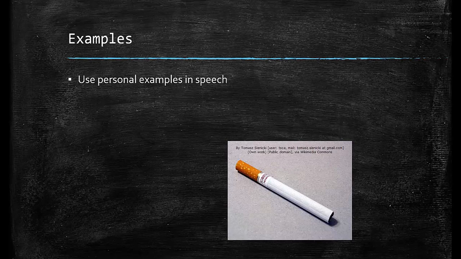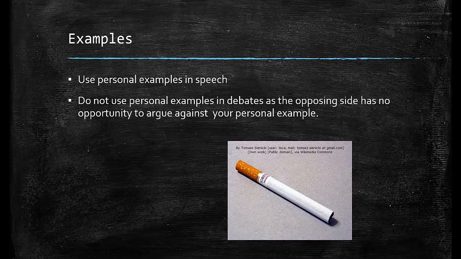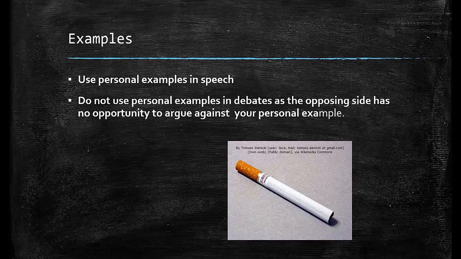You can use personal examples in your speeches, but not in the debates. That's because in the debate, the opposing side cannot argue against your personal example, as they have no experience with it. A personal example I could use in a speech on smoking may be that, as a child, both my parents smoked, and I suffered from earaches for much of my childhood. Examples can be very powerful forms of evidence. Remember, they can and should be used in your speeches, but cannot be used in your debates.